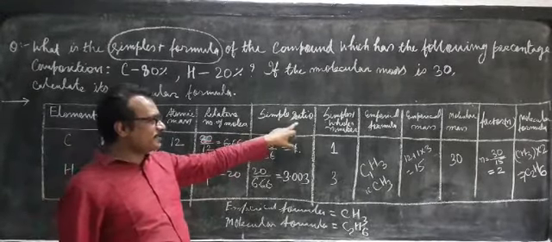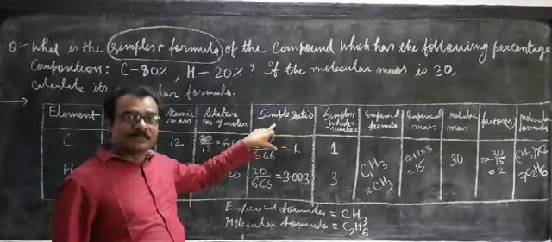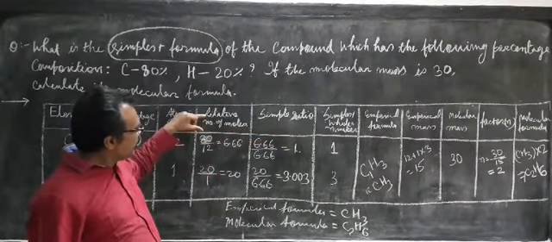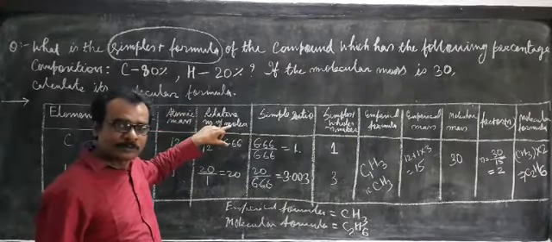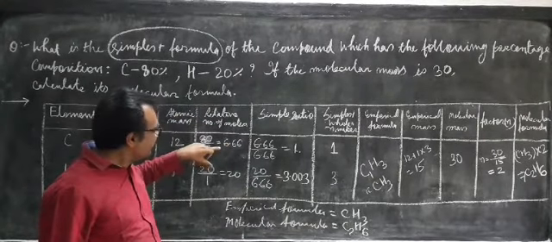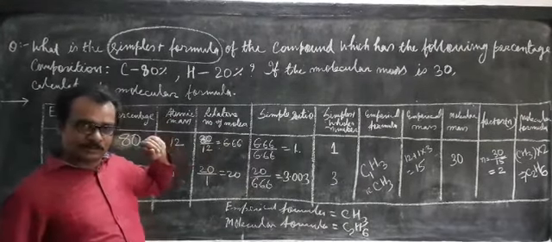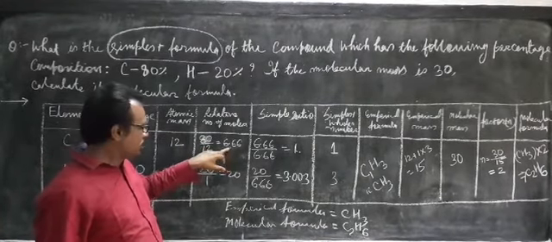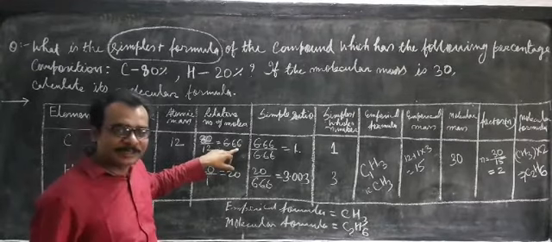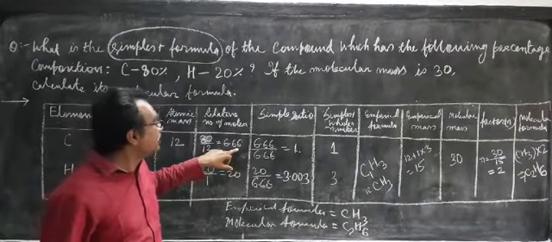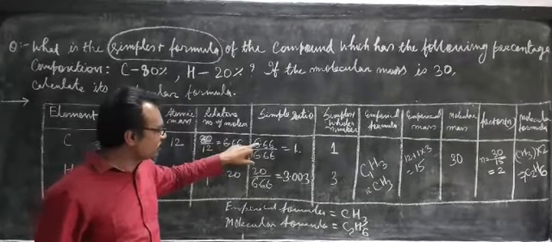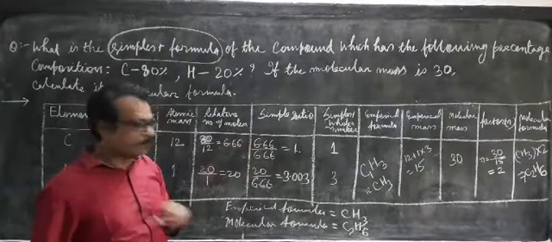The simplest ratio is nothing but the ratio of each relative number of moles to the least relative number of moles. For carbon, the relative number of moles is 6.66, and the least relative number of moles is 6.66. So 6.66 divided by 6.66, how much are you getting? 1.